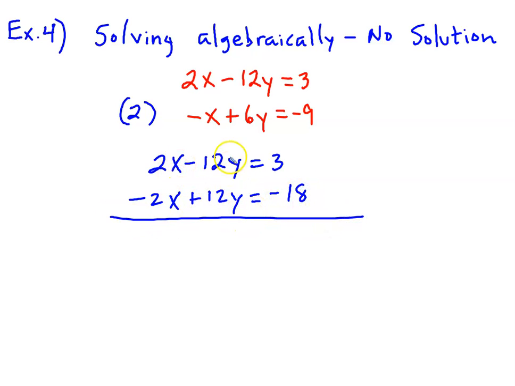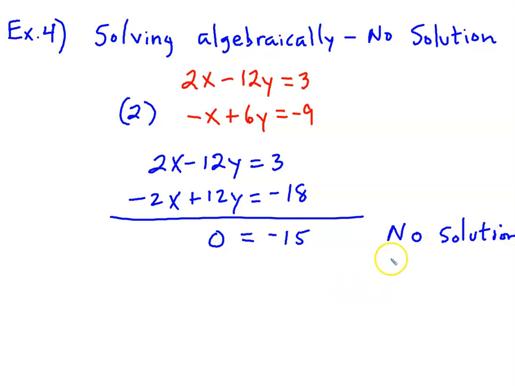Well, this time the variables cancel, both x and y, so I get 0 on the left, and on the right I get negative 15. Well, 0 does not equal negative 15. So if you're doing an algebraic method and this happens, both variables cancel, this is going to be the no solution.